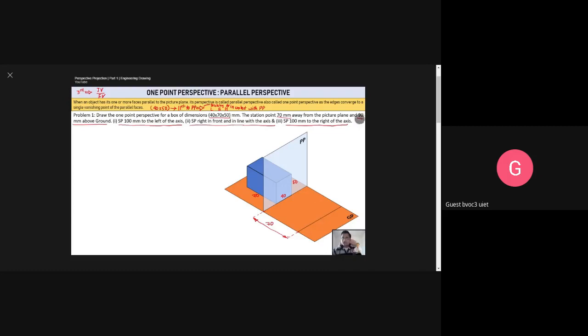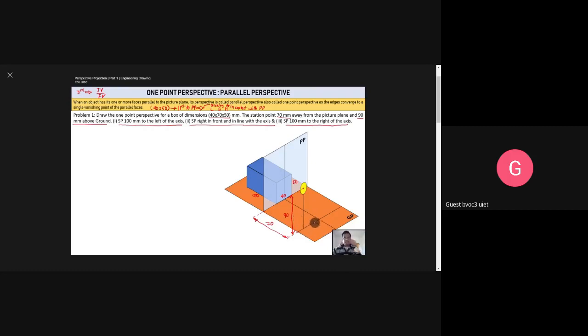Let me just show you. It is 90 millimeters above the ground. Okay, 70 millimeters away and 90 millimeters above the ground. Here it is. Let me just show you. There you go. This over here. This is how much? This is 90 millimeters above the ground.